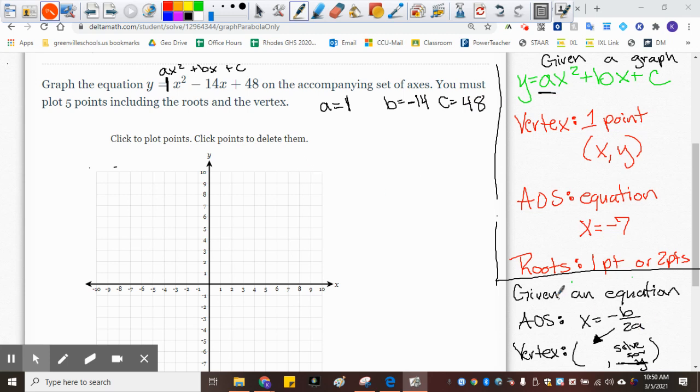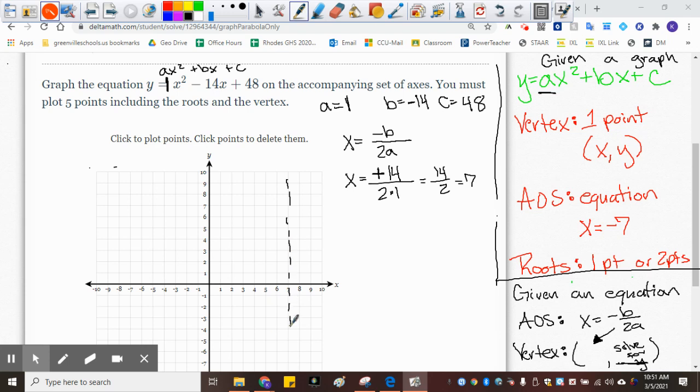All right, so we'll find our line of symmetry first. So x equals negative b over 2a. X equals negative b and then negative 14. So negative b, my 14 is negative, so that's going to make a positive 14. 2 negatives make a positive. So 14 divided by 2, 7. So there's my line of symmetry at 7.